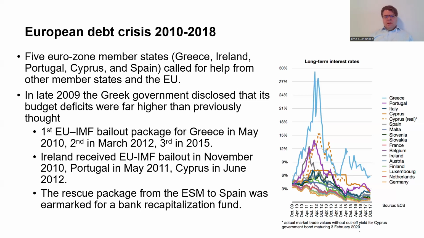There was a first bailout package for Greece in May 2010, but that was not sufficient. So then there was a second package in March 2012, and a third one still in 2015. Only then was the Greek bailout sufficient. And there was also required support for Ireland, Portugal and Cyprus. Spain also asked for help, but that was not for the Spanish government; that was for the recapitalization of Spanish banks.